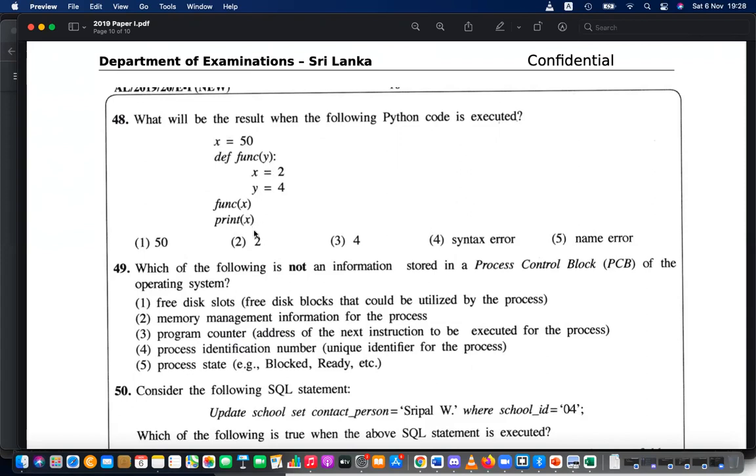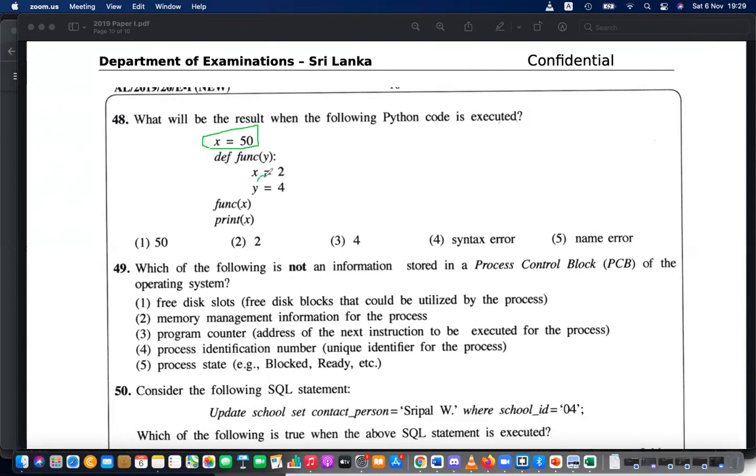Okay, so the task is printing x. Nothing will happen, but printing x will give x, no? x will be 2. But this x is outside the function, right? When it is outside the function, what will happen? It will be treated as a global variable.